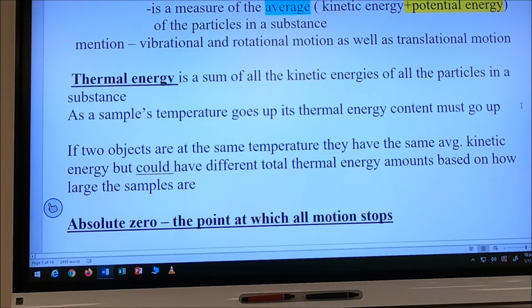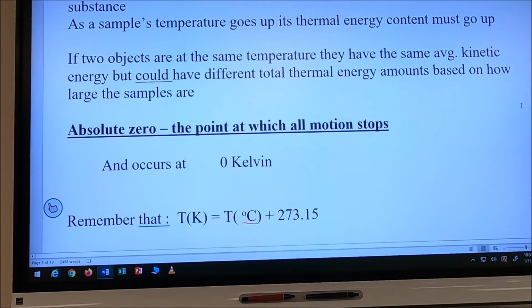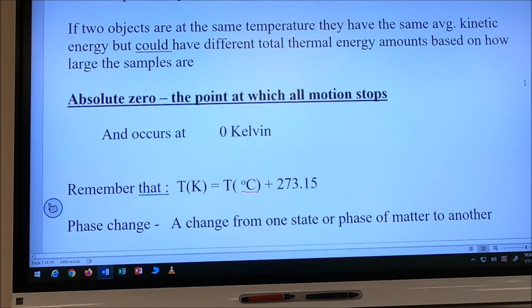Okay? Now, absolute zero. It's the point at which all motion stops. It's a theoretical point. Okay, it occurs at 0 K. Temperature in Kelvin equals temperature in degrees C plus 273.15. When we're doing thermodynamics, okay, we're always going to use the temperature in the Kelvin scale based on absolute zero.